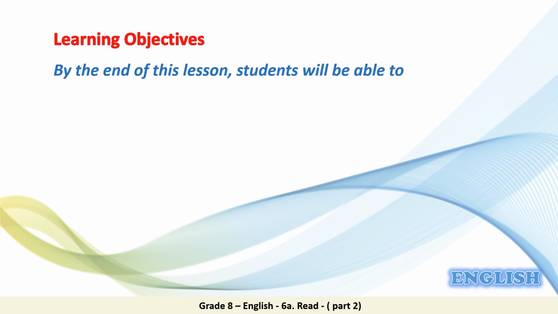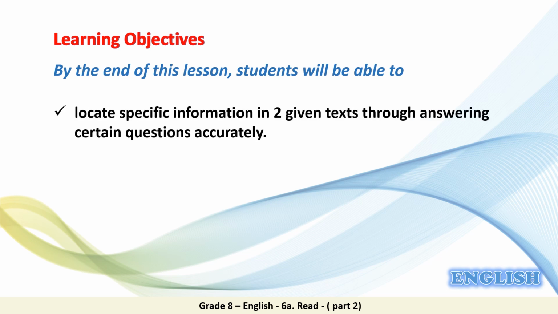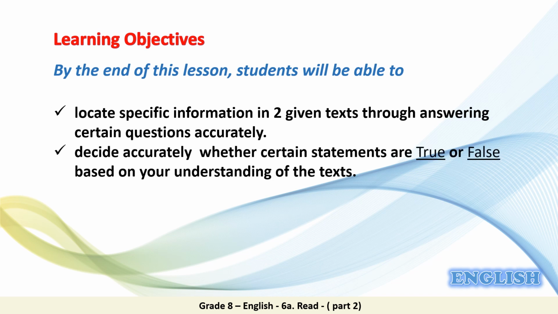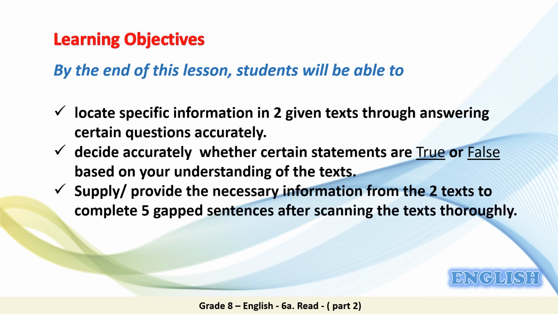Regarding the learning objectives, by the end of this lesson, students will be able to locate specific information in given texts through answering certain questions accurately. Decide accurately whether certain statements are true or false based on your understanding of the texts. Supply or provide the necessary information from the two texts to complete 5 gapped sentences after scanning the texts thoroughly.